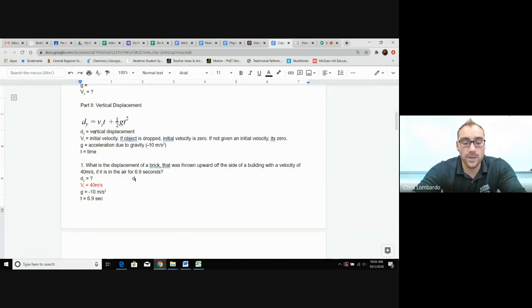dy is equal to VI, which is 40, times time, which was 6.9. I don't need to write seconds. Plus, now you're going to do 1/2 g, which is negative 10, times t squared, which is the 6.9 squared. Okay, and this, guys, is very important. You're only squaring the time. You're only squaring the time.